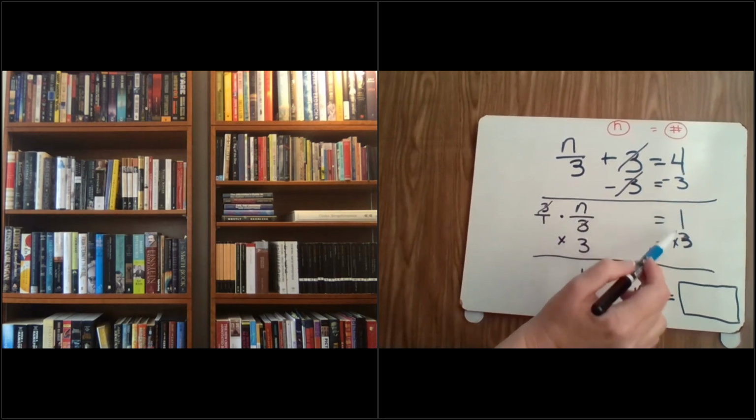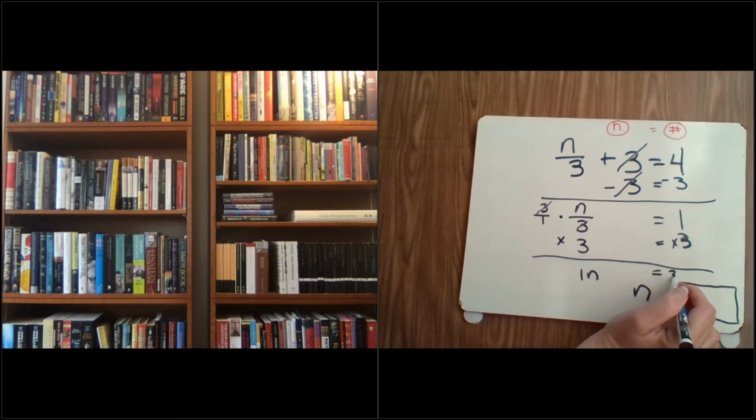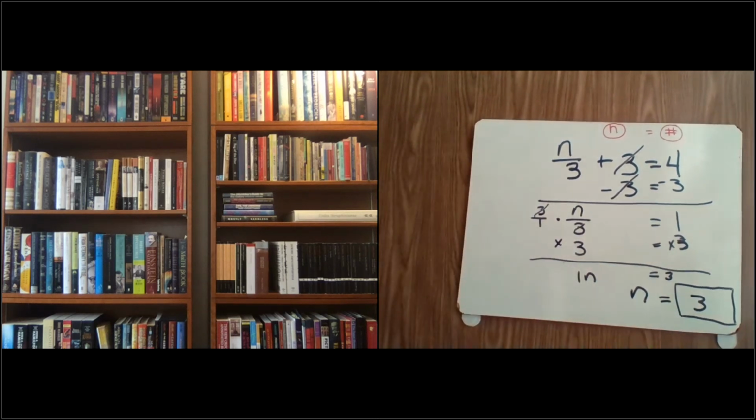But I still have to do this: 1 times 3, and there's my equal sign. Don't lose your equal sign. 1 times 3 equals 3. Instead of 1n, I can just write n. N equals 3.